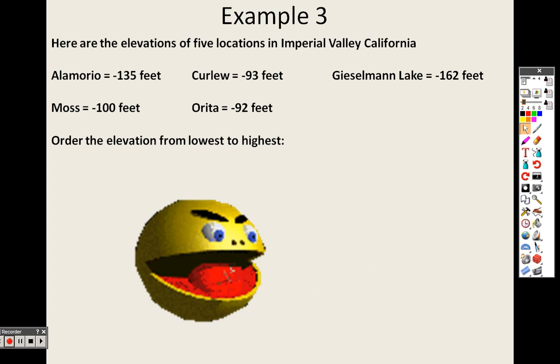Now, here's the tricky part. Here's the catch. Most people just want to assume that low to high, so the lowest number is that I see, 92. So we'll start with 92. But you have to remember, negative numbers, right?